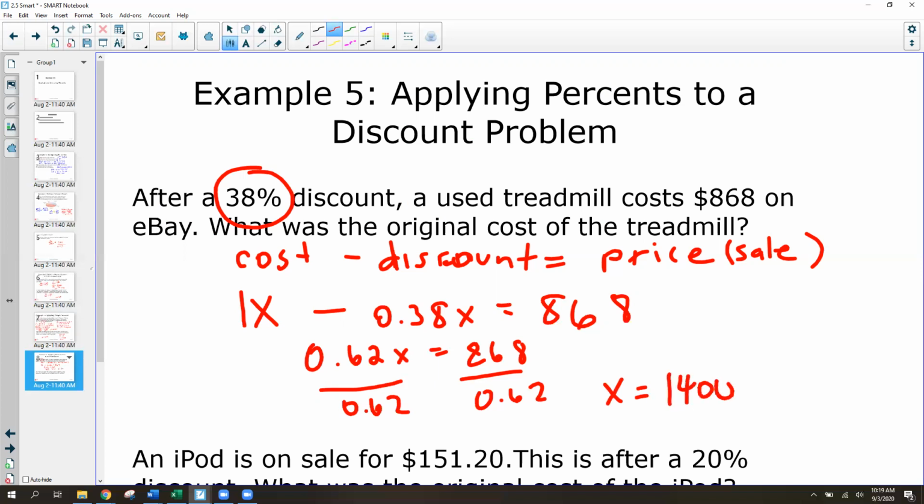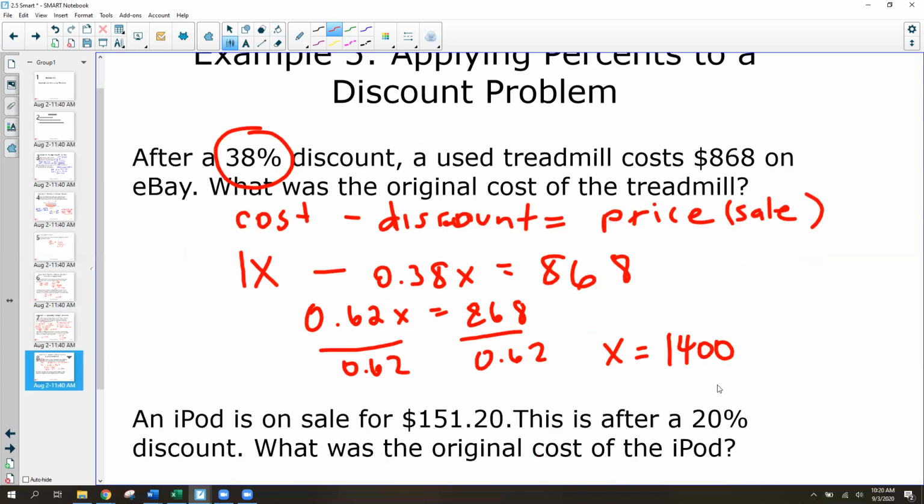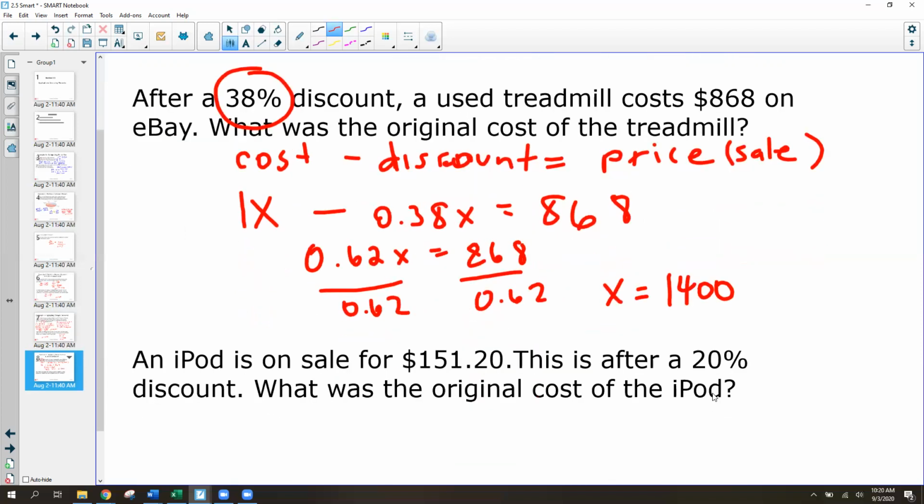Now here's the thing, take a pause for a second, does that make sense? Well, the original cost was definitely more than the discount, so that makes sense. It was not quite half off, and half of $1,400 would be $700, so actually that does make sense. You can sit and make sense of this.